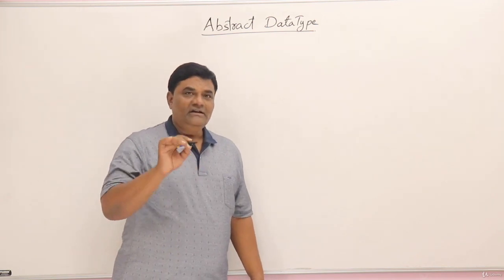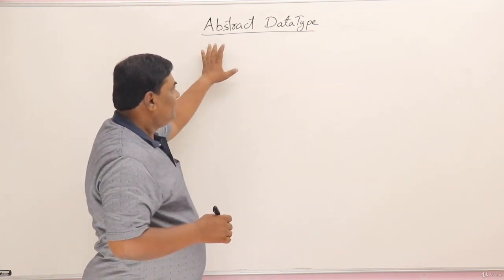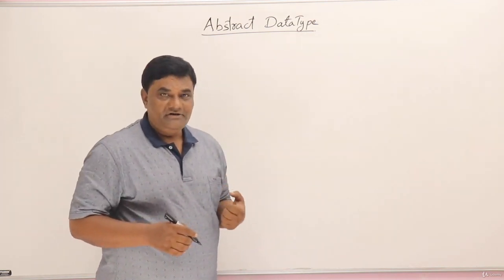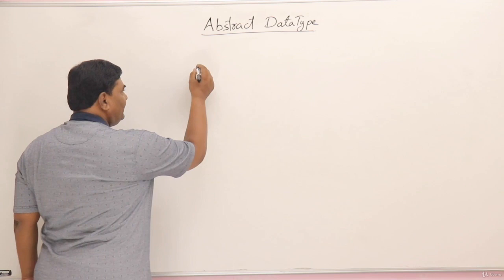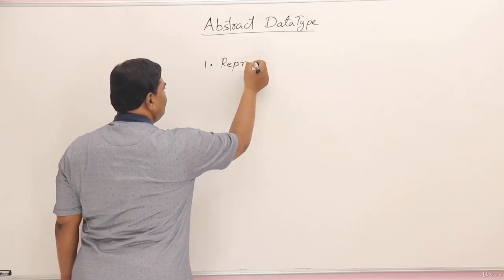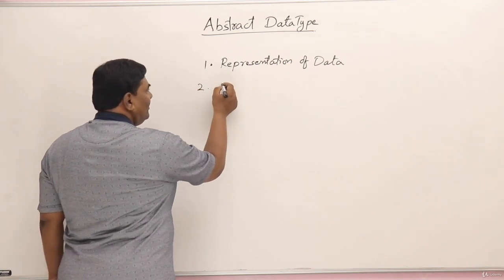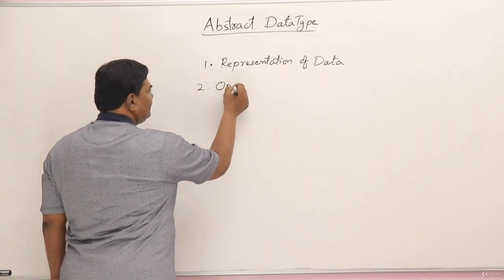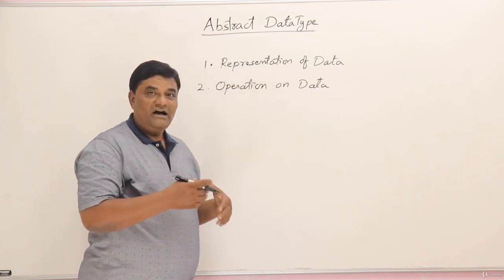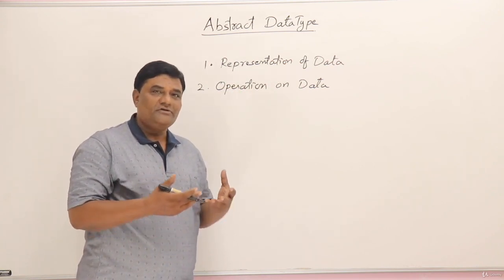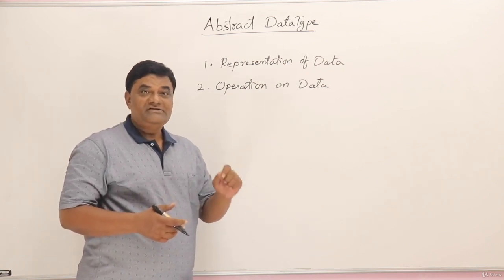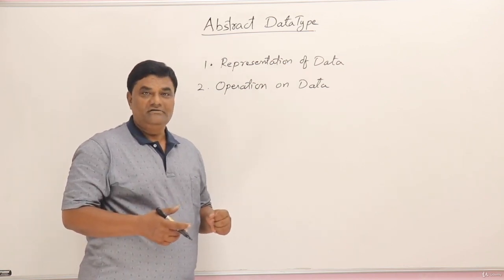So in this, leave the term abstract aside. First, we will learn about data type. What does it mean by data type? A data type is defined as representation of data, and second, operations on data. So a data type is defined in two terms. First is how the data is represented, meaning how you are storing the data. And second is what operations you allow on the data.